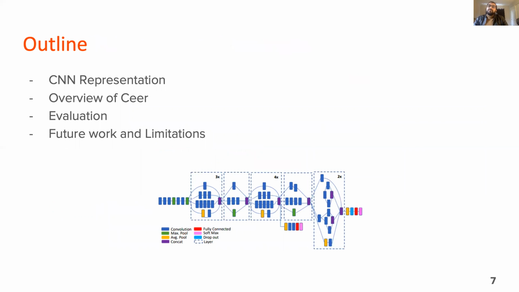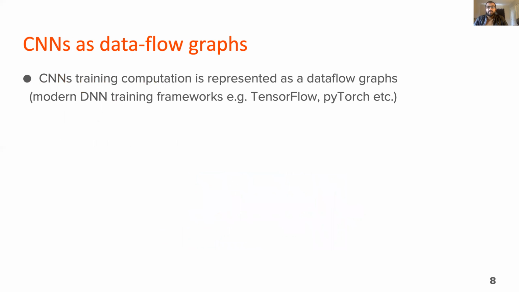Here is the outline for the rest of the talk. First, I will briefly explain how CNNs are represented computationally in modern DNN training frameworks. Then we will talk about how Ceer uses that representation to predict training times for a given CNN. After that, we will evaluate the performance of Ceer, and then we will conclude after discussing some future work and limitations of Ceer. Let's start with CNN representation in modern DNN training frameworks.